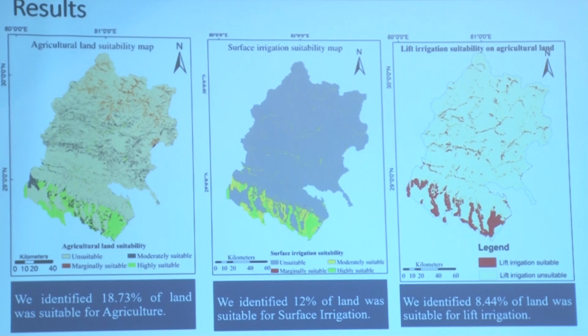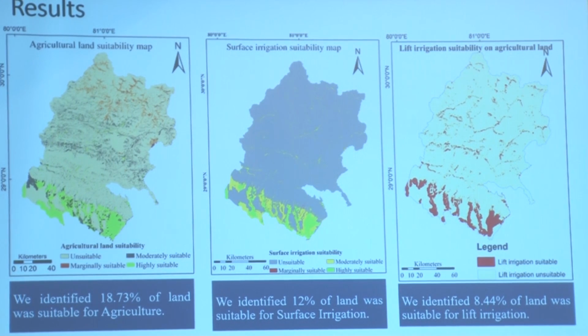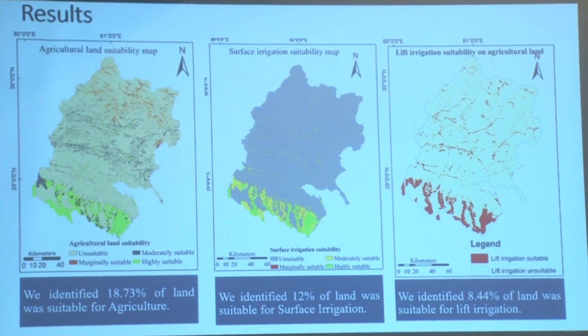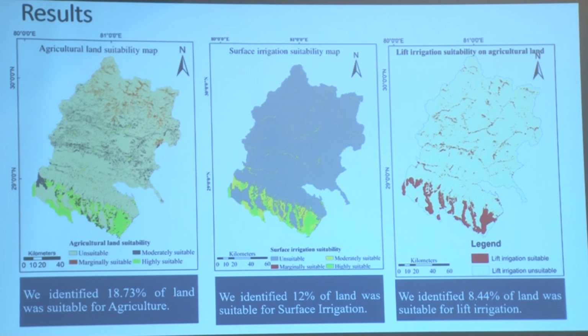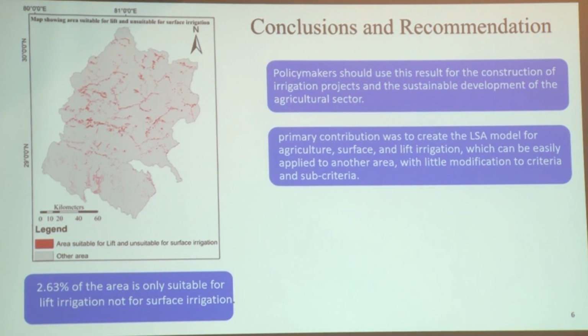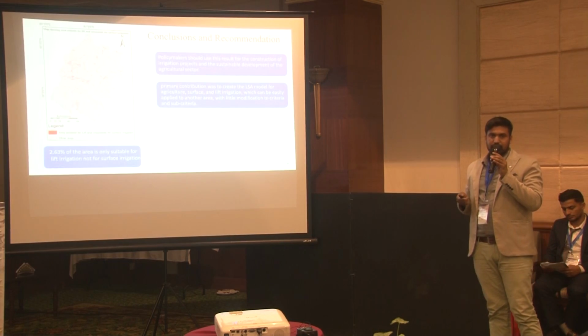These are the results of my study. In the agricultural land suitability map, about 18.73% of the land is suitable for agriculture, about 12% of the land is suitable for surface irrigation, and 8.44% of the land is suitable for lift irrigation. I performed another analysis which identified how much land is suitable only for lift irrigation, not suitable for surface irrigation. This analysis gives information about this.